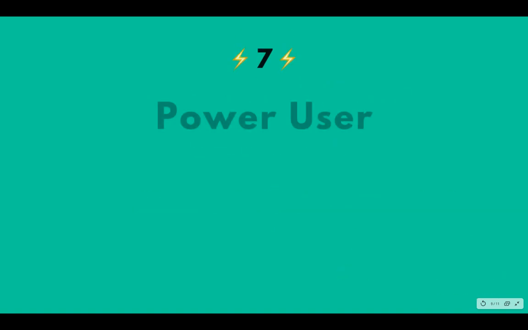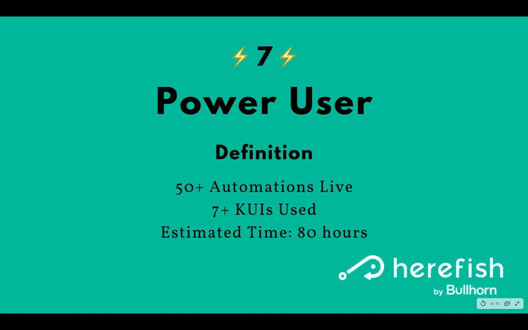And the last, but certainly not least, persona is the power user. So this is a client that is really grasping at all available avenues to automate. So they have 50 plus automations live and working. They're utilizing either all or near all of those KUIs, and we estimate about 80 hours of investment to get to this point from the client side. And the results here are pretty breathtaking.